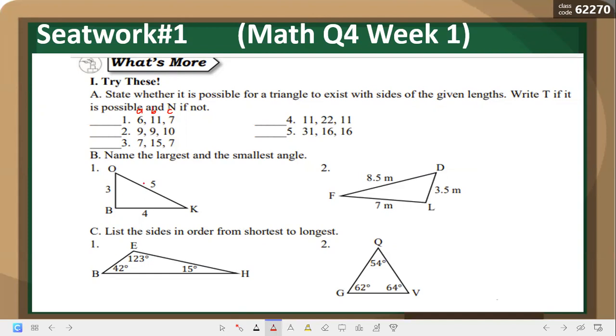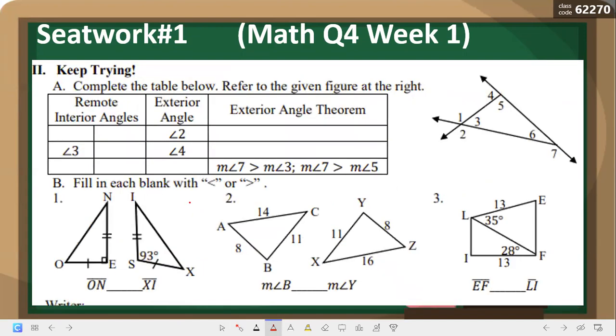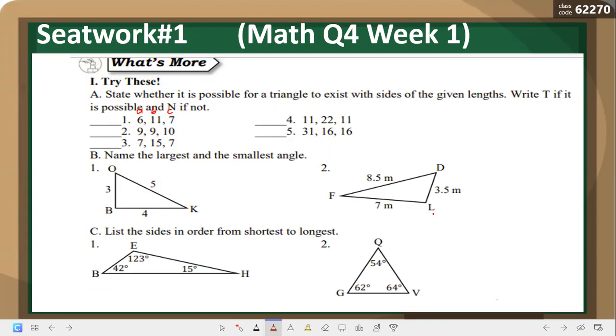Then for this one, name the largest and smallest angle, like earlier in Triangle Inequality Theorem number 1 and 2, together with letter C. Then next is the exterior angle inequality theorem, so you already know this. And then for letter B, this is the hinge theorem. Actually, some of our other examples are already here. So, that's all for our quarter 4 week 1.